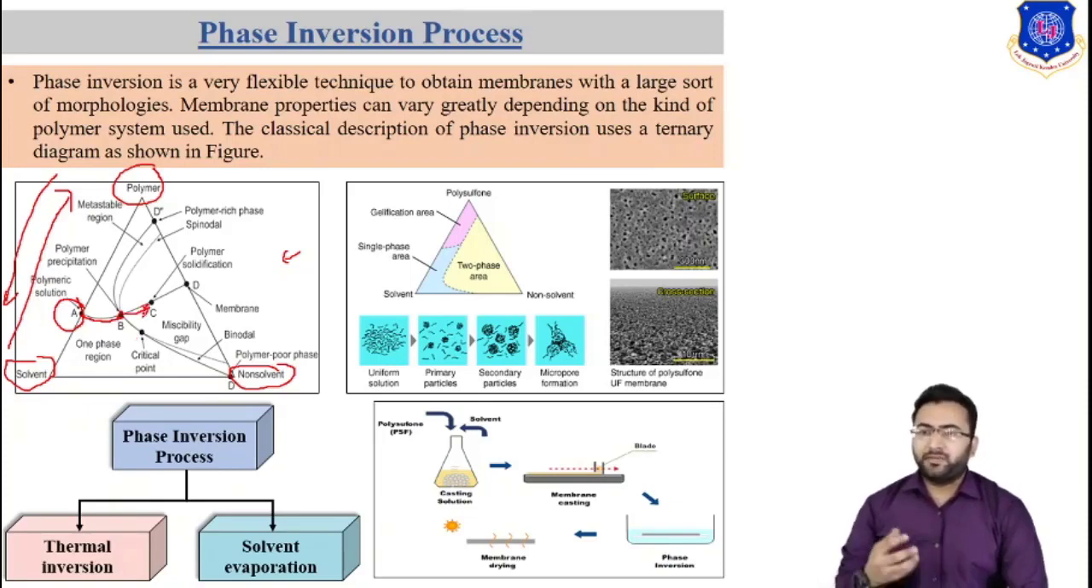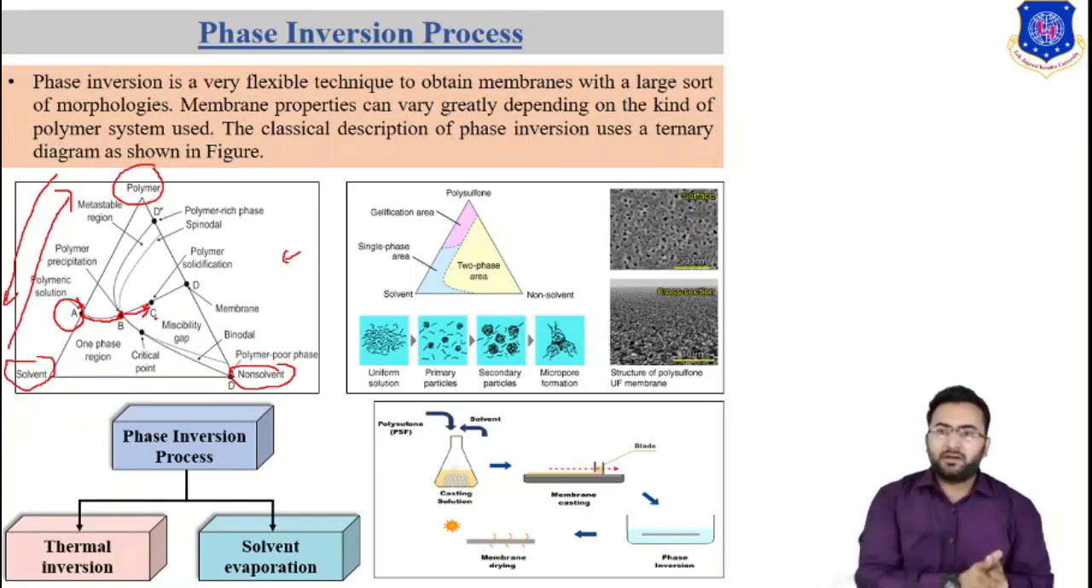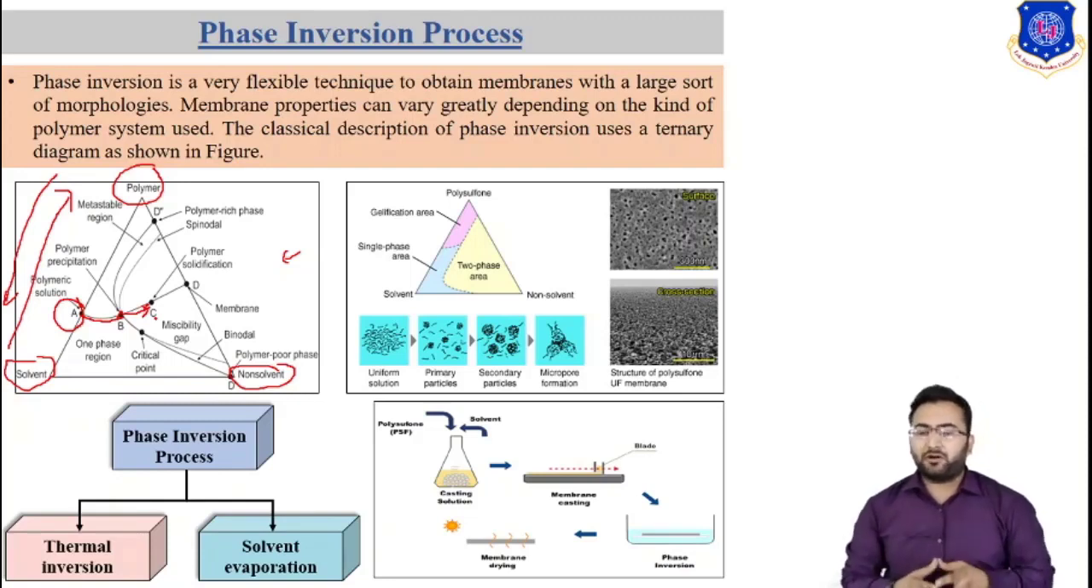If we go further from B to C, further solidification of the membrane occurs and we can separate the non-solvent, or we can say that we can separate the solvent from the polymer, which results in formation of the pores. Points A, B, C are the two phase region: a solid porous phase, the membrane, and a liquid phase filling the pores. Point B is a transition from one phase to two phase region where the mixture splits into a polymer rich phase and a polymer deplete region. At point D, the polymer rich phase becomes solid. So there are mainly two types of methods for phase inversion: one is the thermal inversion process, and second is the solvent inversion process.